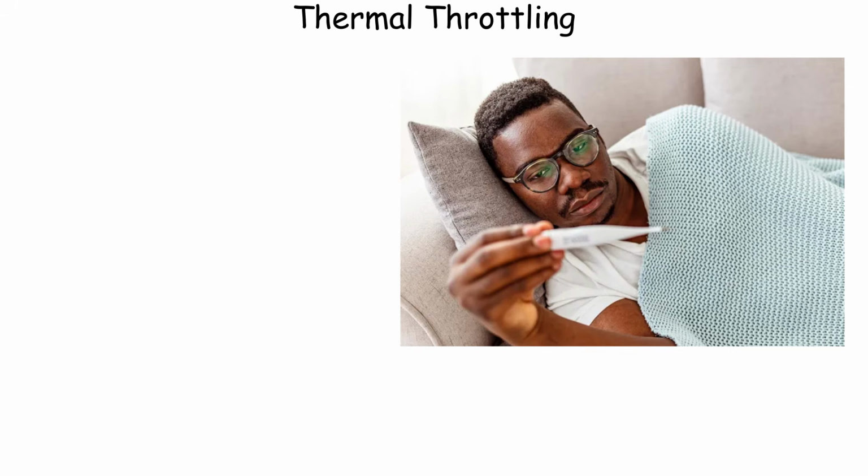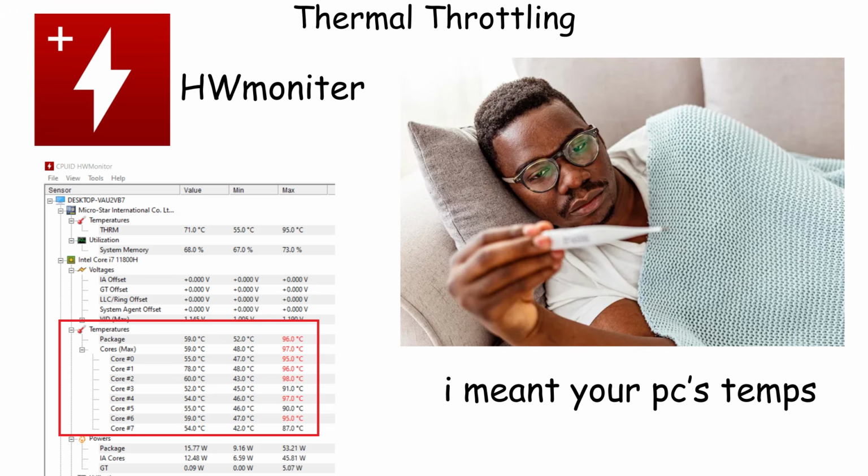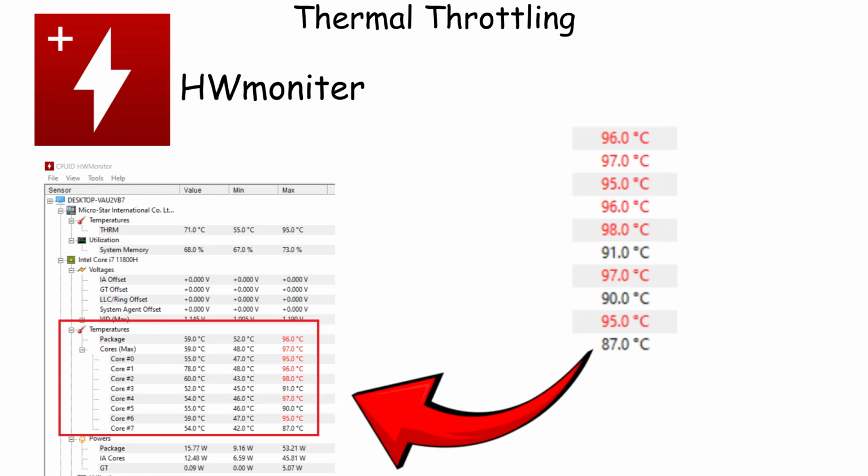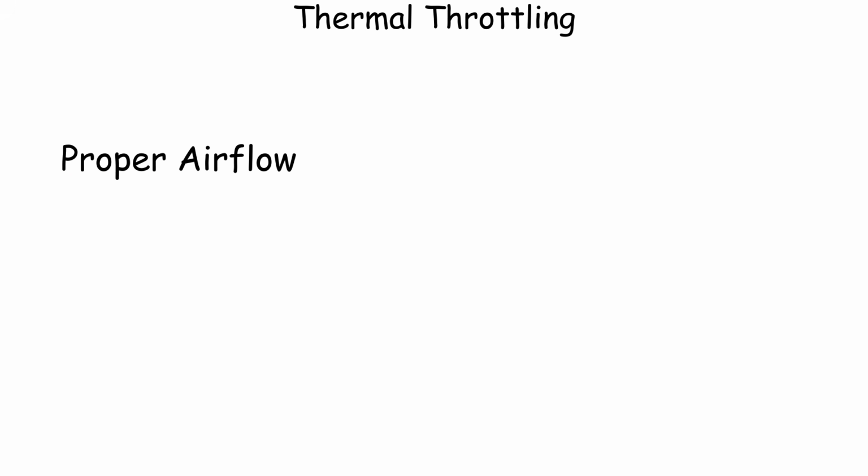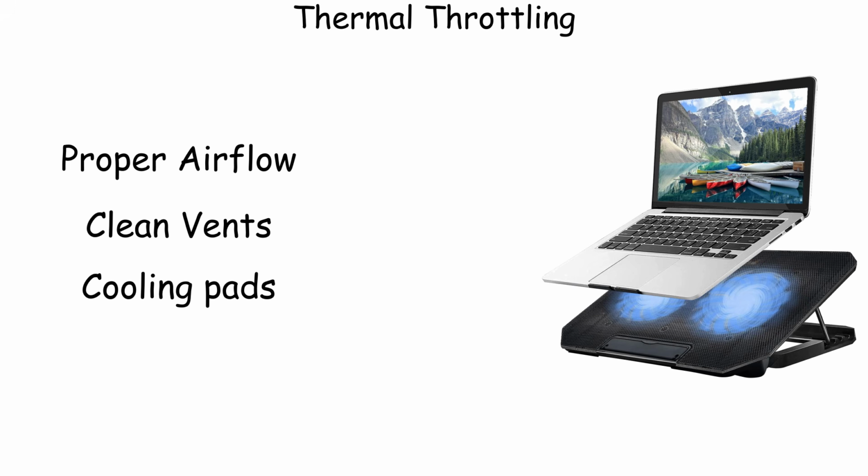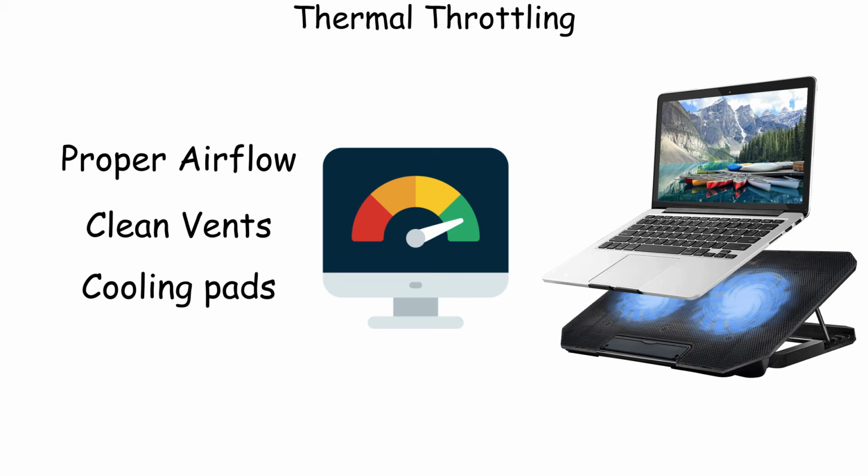You can actually check your temperatures for free using a tool called HW Monitor. If your CPU is hitting 85 to 90 degrees Celsius just doing normal tasks, thermal throttling is already happening. Fix your airflow, clean your vents, or grab a cooling pad for your laptop and watch your performance come back to life.